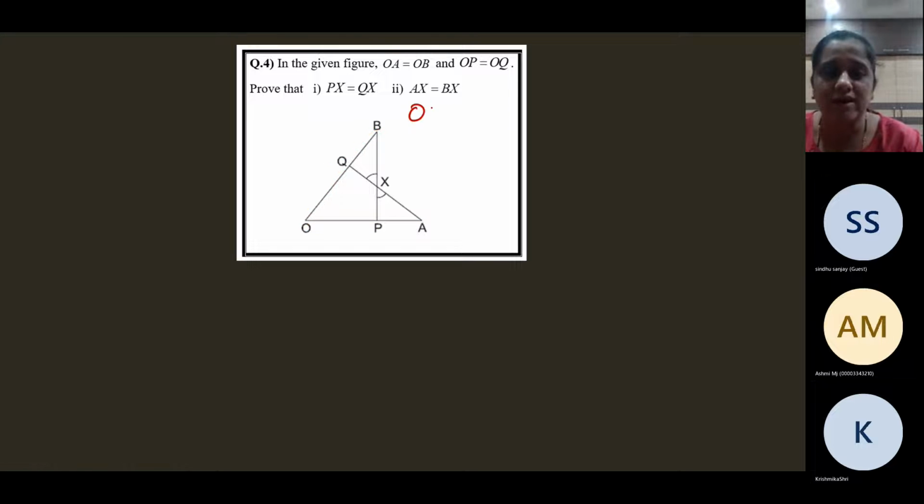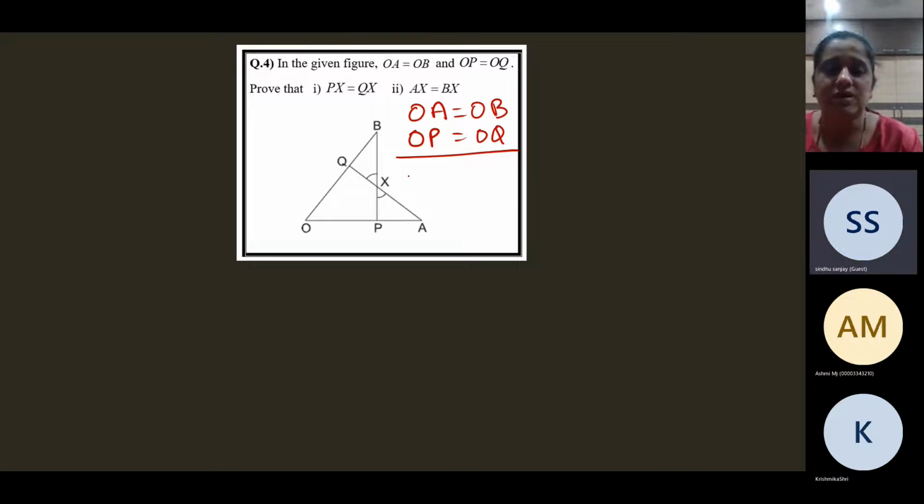Okay, so we have OA. Look at the line segment OA. OA is equal to OB, and also OP is equal to OQ. Now, subtracting these two, we can get a new result. What is OA minus OP? From the line segment OA, if you cut off the line segment OP, you will be left with what? PA or AP.